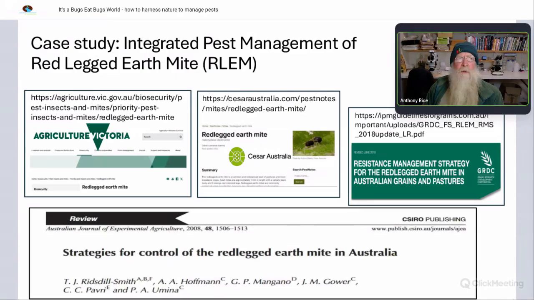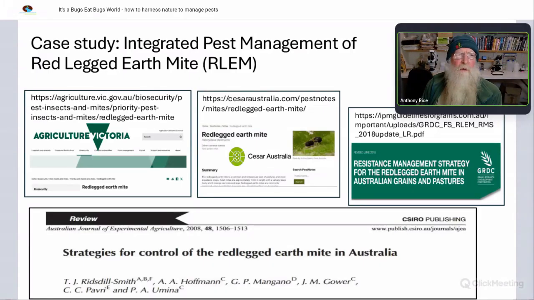So, case study, we're going to talk about red-legged earth mite because it's an issue in the southwest WA. And Kate from the Lower Blackwood LCDC, Land Care, has asked me to have a quick chat about it. I haven't worked with red-legged earth mite as a pest management consultant. I've worked with it only as a farmer and watching it eat my clover. But there is a lot of work gone into it from various organisations, and there is a lot of information out there on the internet about how you can go about improving your management rather than just relying on sprays.